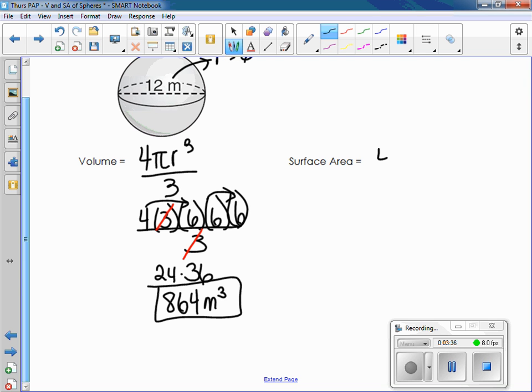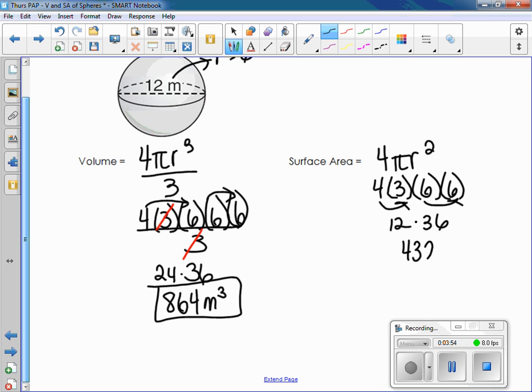Surface area, 4 pi r squared. So again, it's just another formula. You just have to know how to manipulate it. Just please make sure and watch that video so you understand why this works. So this is 12, and this is 36. So 12 times 36 is 432. And again, this is meters squared.